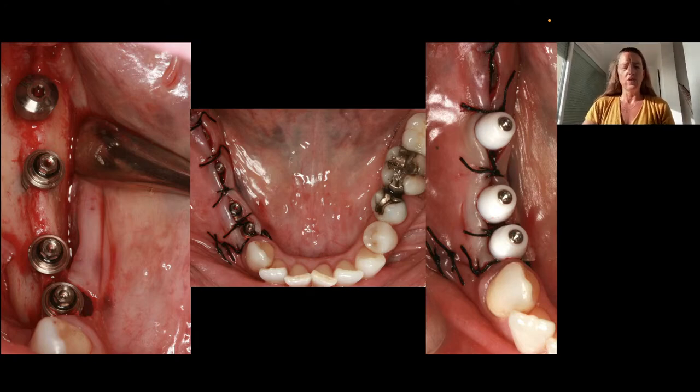Okay, so you can see here we placed the multi-units. In this case, we place multi-units of 2 millimeters in the implants. Okay, and on the second molar, I placed the healing abutment because I did not want to load it immediately. So we loaded the other 3 with the bridge that is connected, that is all together.